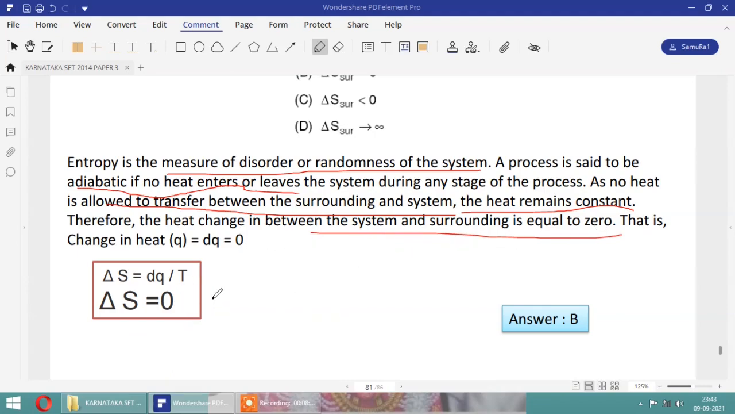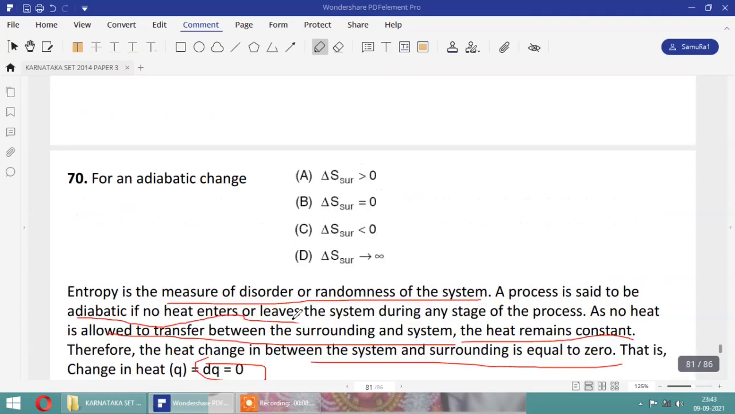You remember the formula delta S equal to dq by T. When dq becomes 0, then delta S equal to 0. So answer B is correct. For an adiabatic change, delta S surrounding is equal to 0.